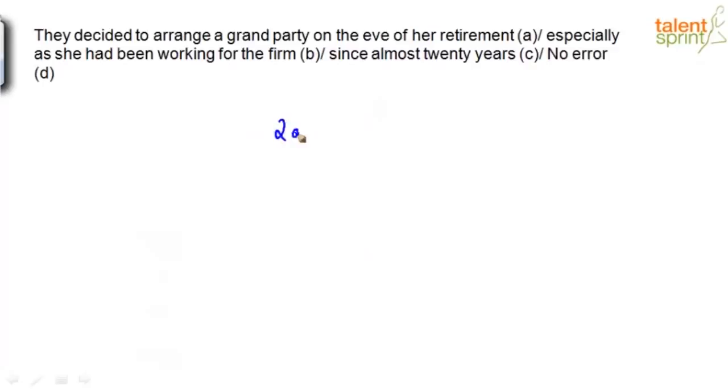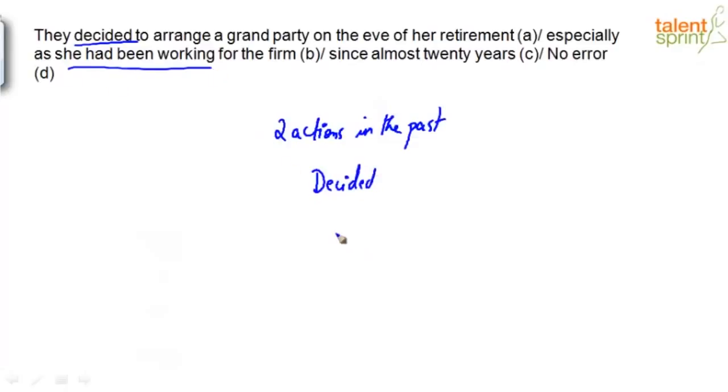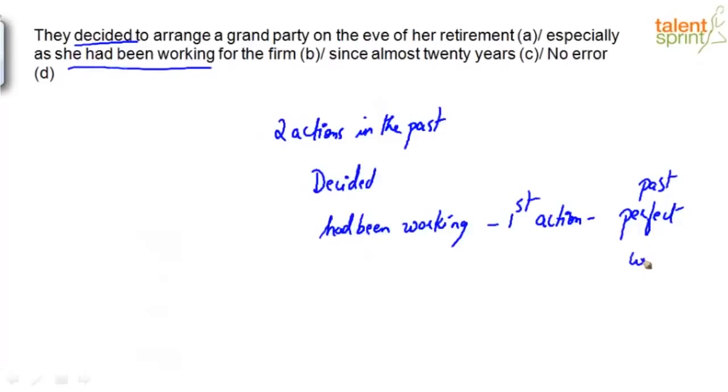Two actions are there in the past, right? One is them deciding. The other one is that she had been working. Now, whenever you have two actions in the past, the first action is always in the perfect continuous. Here it is past perfect continuous tense, right? And decided is simple past. That's the second action. So this is fine as it is. There is no error in this.